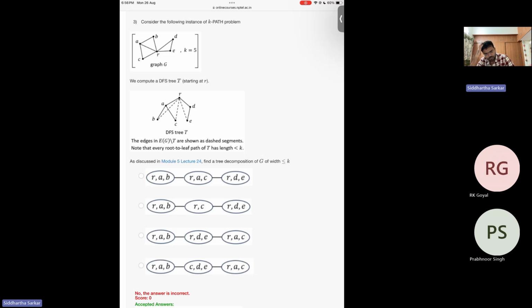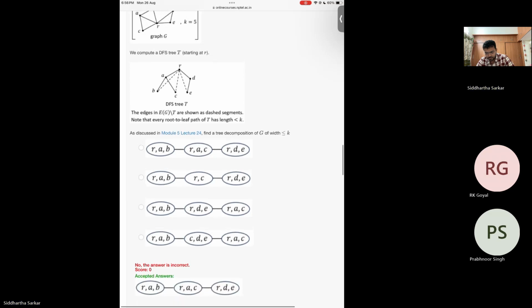So how should the bags be defined? The bag should be defined with respect to the leaves. In this case, there are three leaves, B, C, and E. You consider the path from the root to the leaf. Consider the path from root to B first. B is the leaf, so all the vertices in this path you take and make one bag. So R, A, and B are in one bag.